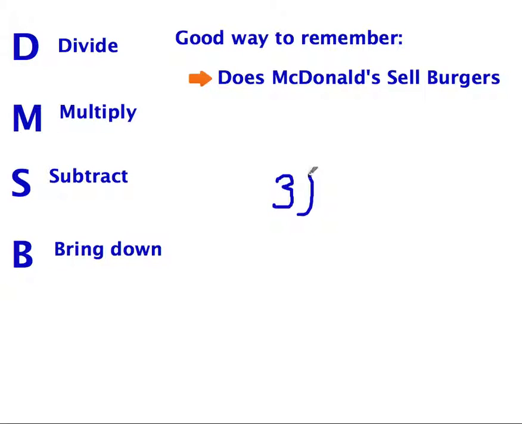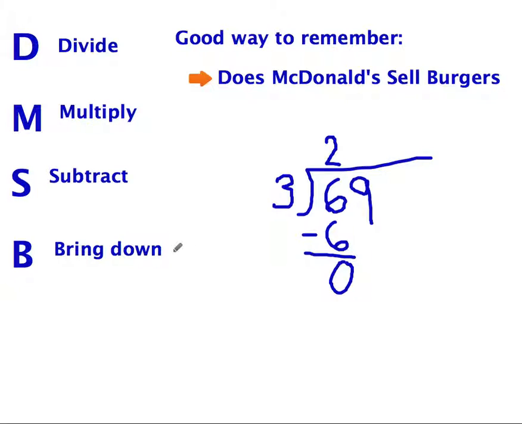Let's divide 3 into 69. So the first thing we're going to do is divide. We're going to say, how many times does 3 go into 6? Well, it goes in 2 times. Then we're going to multiply. 2 times 3 equals 6. Then we're going to subtract. 6 minus 6 is 0. Then we're going to bring down that 9.